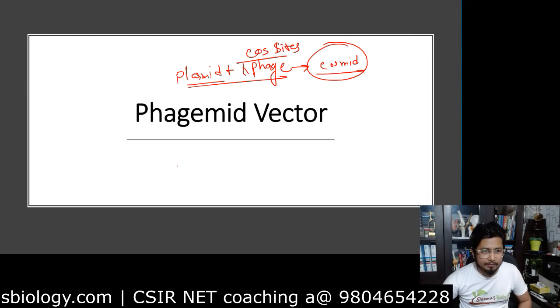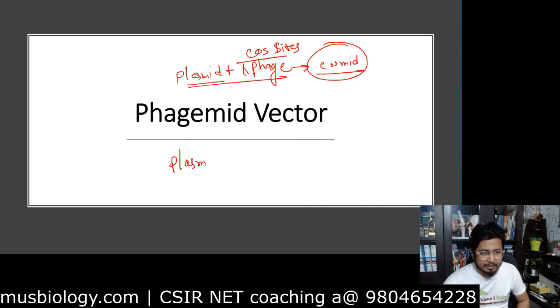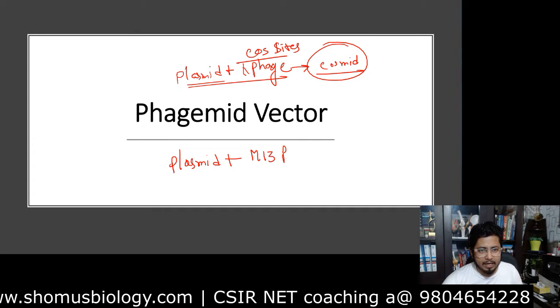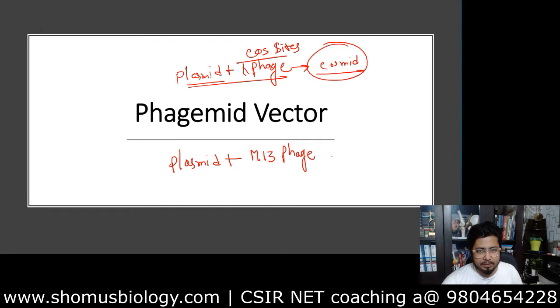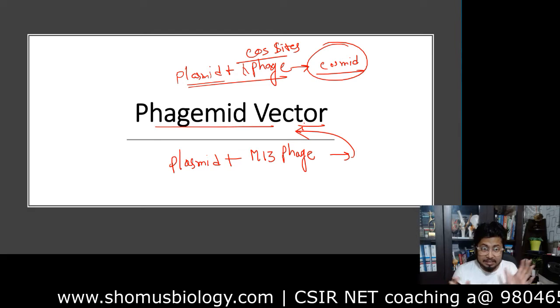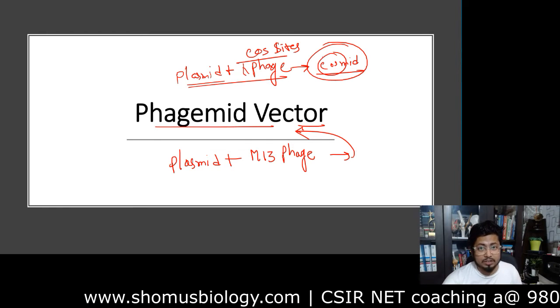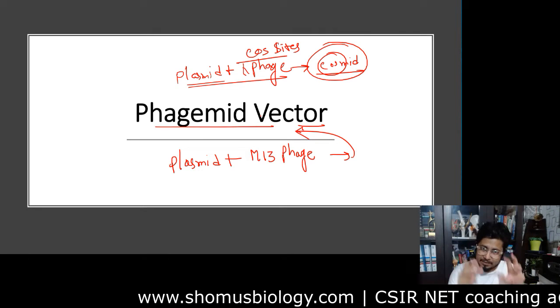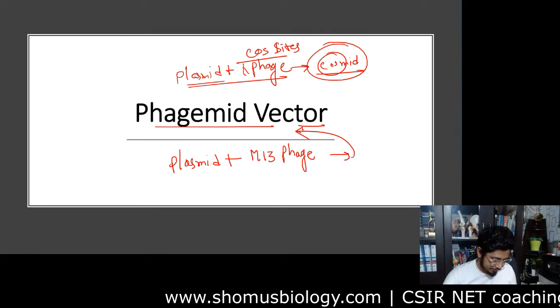In phagemid, however, we have the best things from plasmid vector, plus we have properties from M13 phage that will make a phagemid vector. That's the difference between a cosmid and a phagemid. Cosmid means cos site is present along with plasmid, whereas in phagemid, plasmid is present along with M13 bacteriophage.